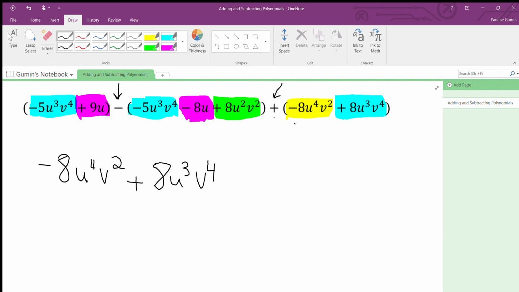Okay, next we have u to the second. Notice, however, that u to the second is in the parentheses that's after the minus sign. This is going to be a negative 8u to the second v to the second. And I'm going to finish this off by combining the pink ones. 9 minus negative 8u is going to give us positive 17u.